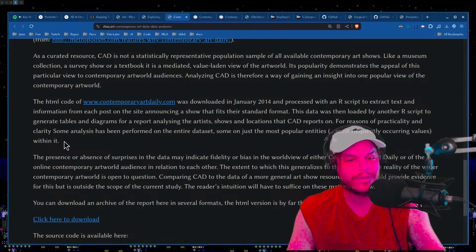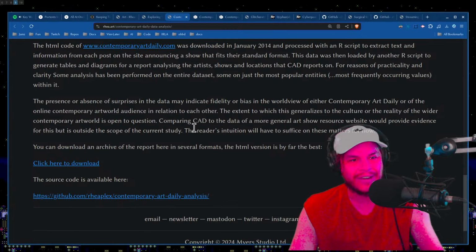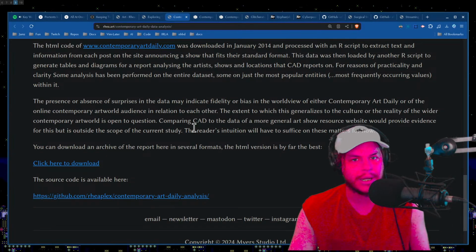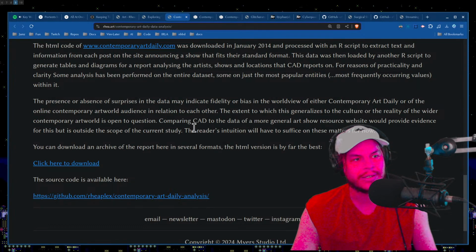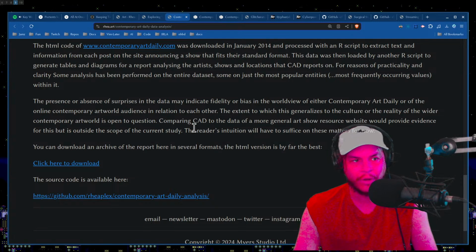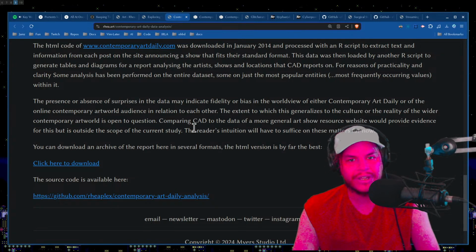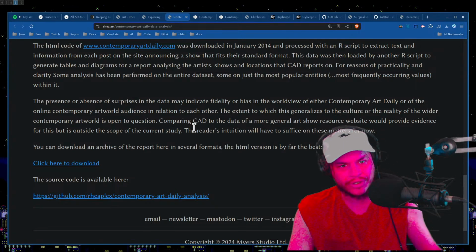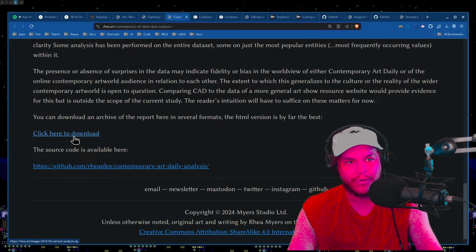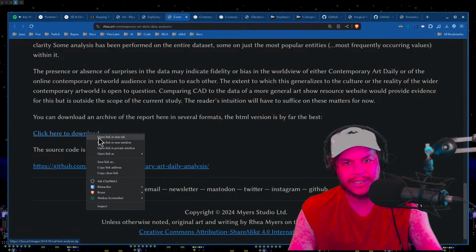The presence or absence of surprises in the data may indicate fidelity or bias in the worldview of either Contemporary Art Daily or of the online contemporary art world audience in relation to each other. The extent to which this generalizes to the culture or the reality of the wider contemporary art world is open to question. Comparing CAD to the data of more general art show resource websites would provide evidence for this, but it's outside of the scope of this current study. The reader's intuition will have to suffice in these matters for now. You can download the archive of the report here in several formats, HTML being the best.